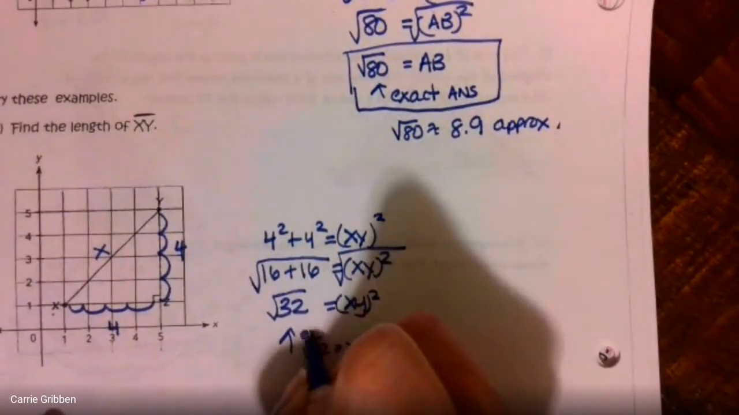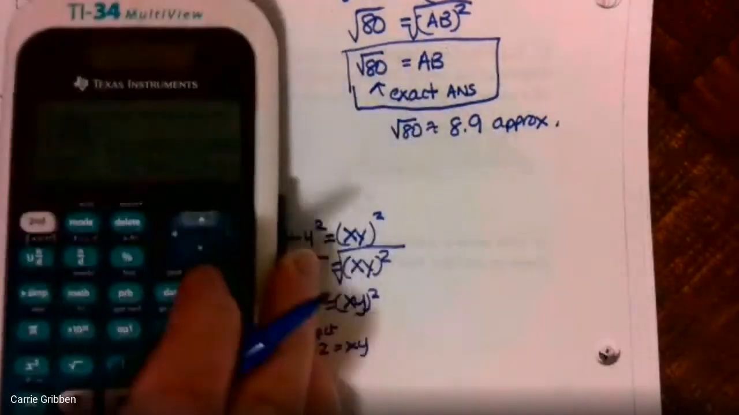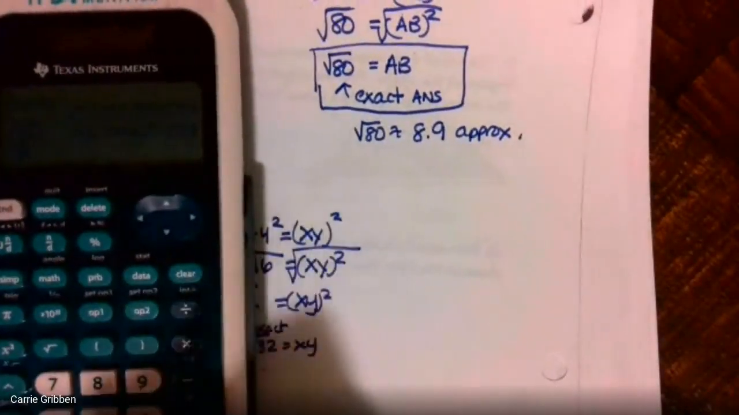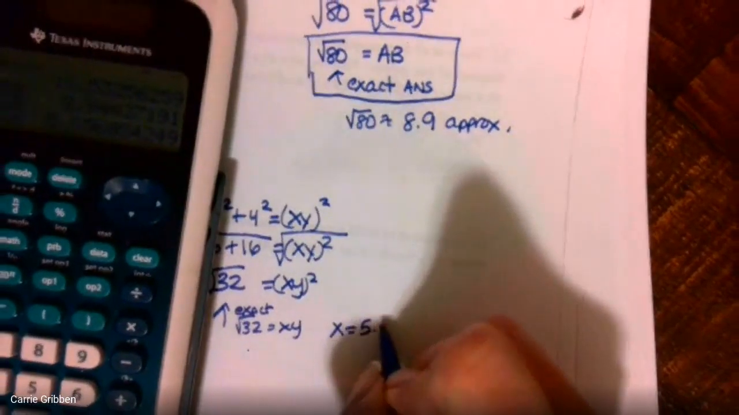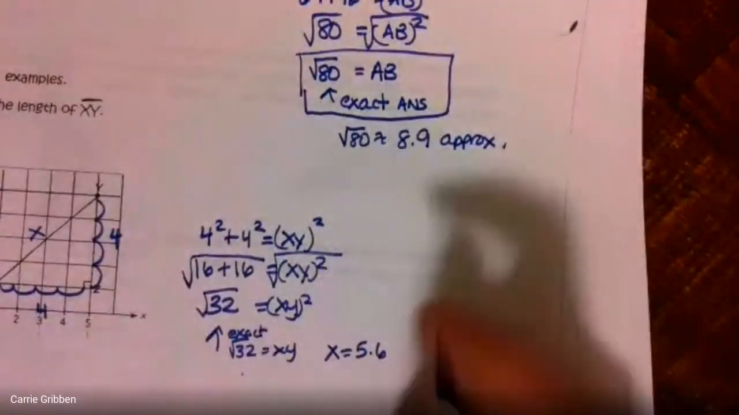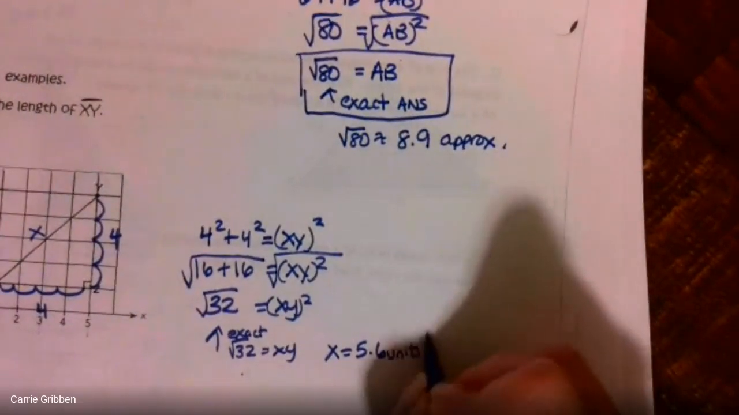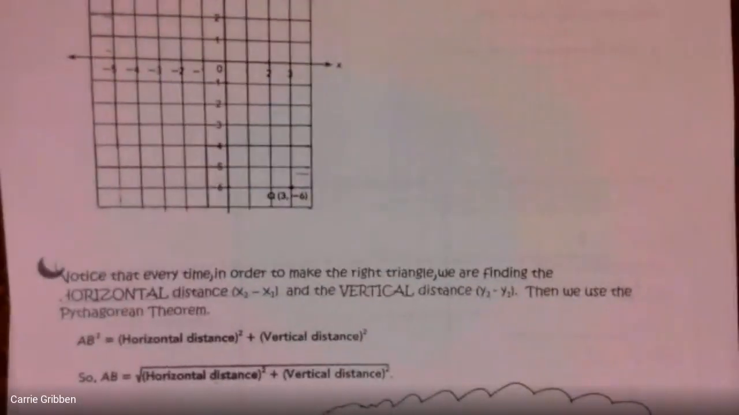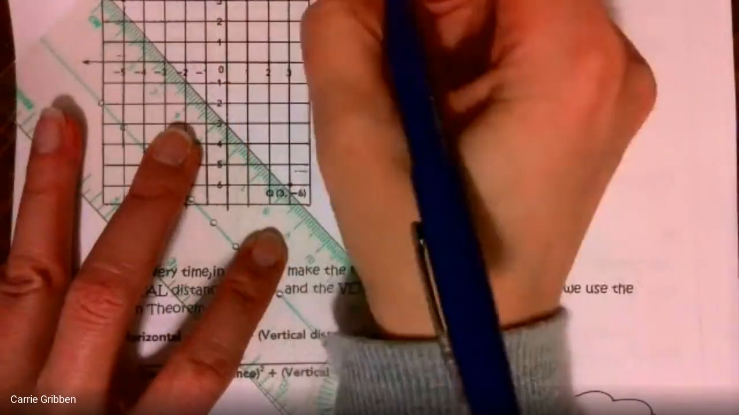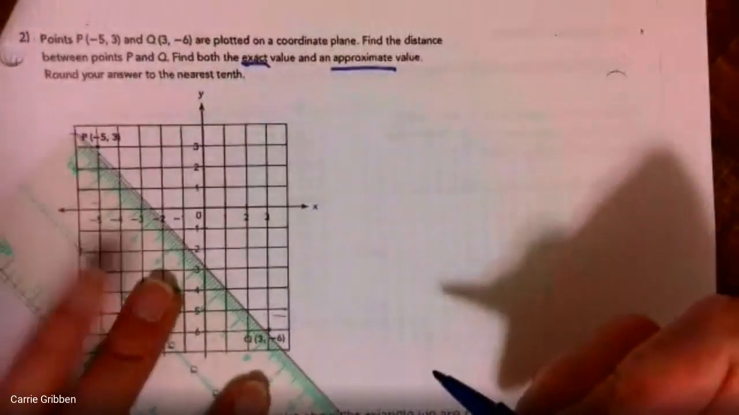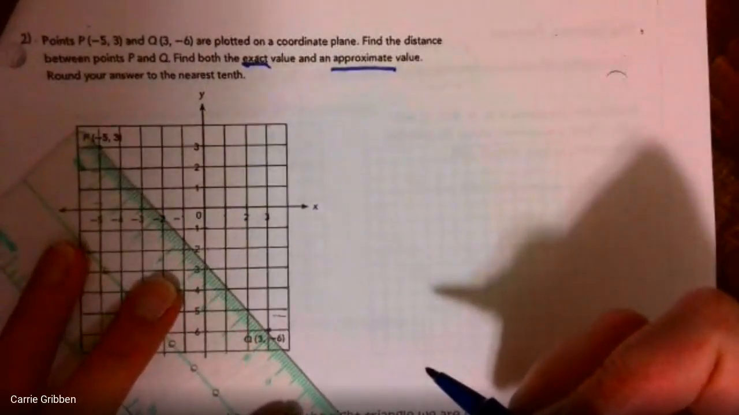That's exact. And if I want to know the approximate, I'm going to throw it in my calculator, and it's going to be 5.6 units. Simple as that, okay? Now, on the next page, again, you notice that you don't see the right triangle. Well, make your own. So if I want to know how long it is, the question's saying find both the exact value and the approximate value up there in the directions. So all I do is make my own right triangles.